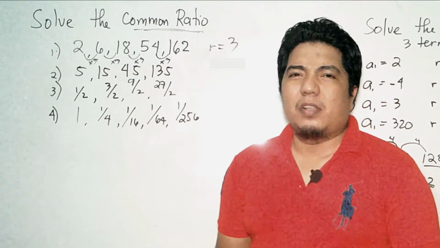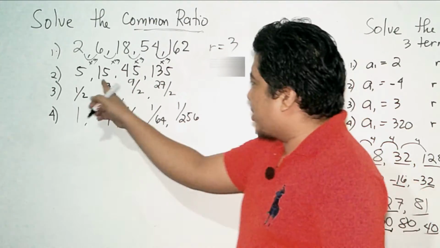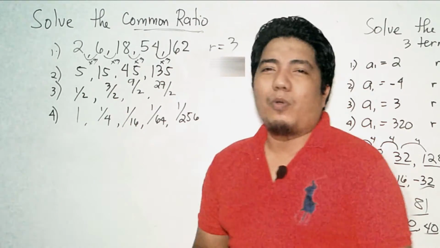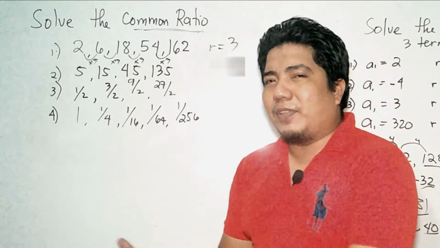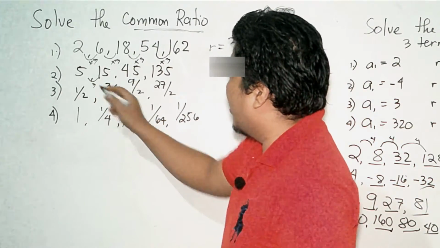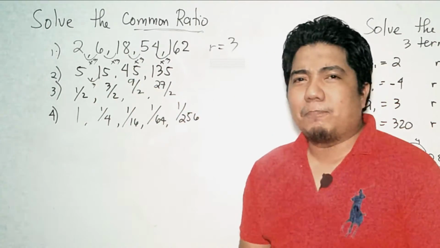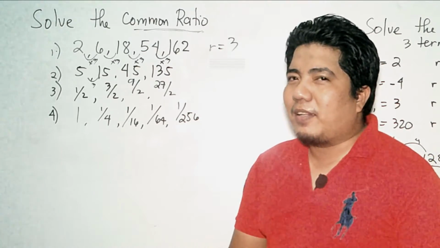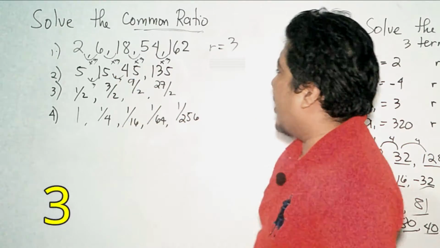135 to 45. So Ash, it's so big. Okay, let's consider this one. 15 to 5. What is 15 divided by 5? So Ash, that's 3. Okay, 3. 45 to 15. 45 divided by 15. Okay, that is still 3.